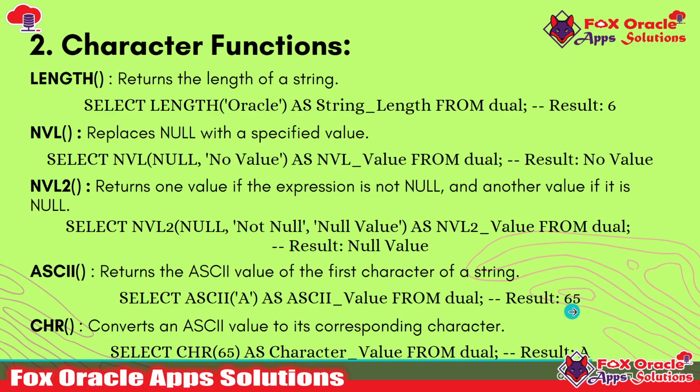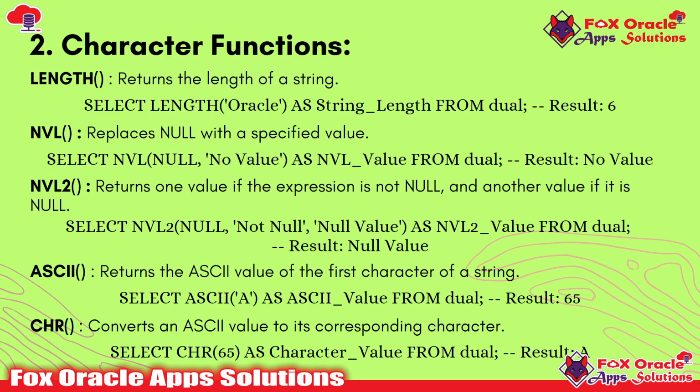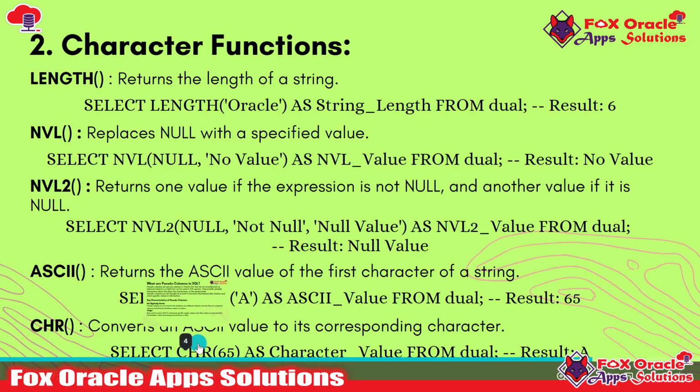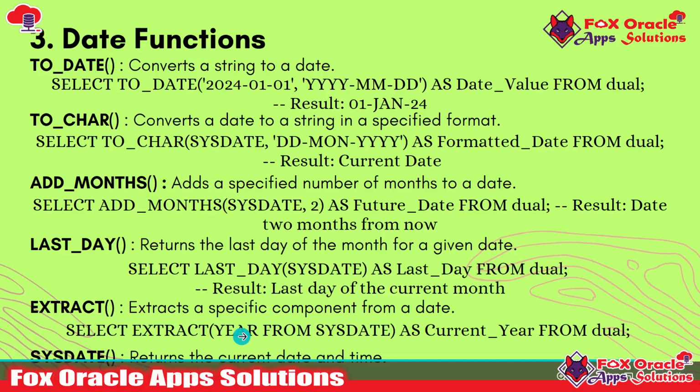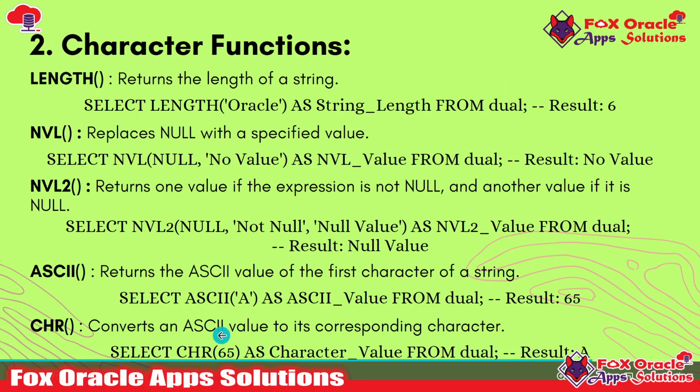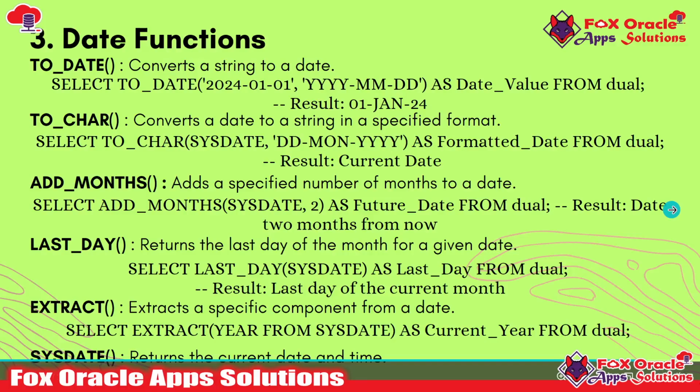Just the opposite, we have the CHR function. This CHR function is responsible for giving you the character of a specific ASCII value. This function takes a numeric value and returns the character for that specific numeric value, that is the ASCII value. You can see we provided 65 and it gave the result A. So these are the character functions.